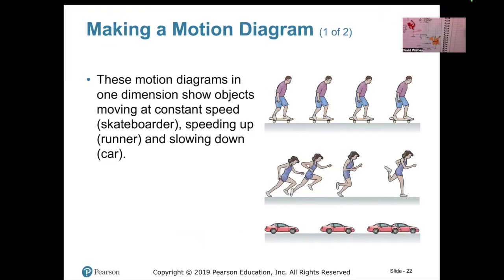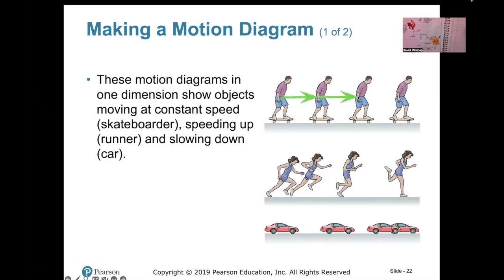Okay, so here's a motion diagram. They use motion diagrams a lot in this book. Very useful. And we've got three different kinds of motion. In the first one, if I'm riding my skateboard and it takes a picture every 0.1 seconds, the distance between each of these doesn't change.